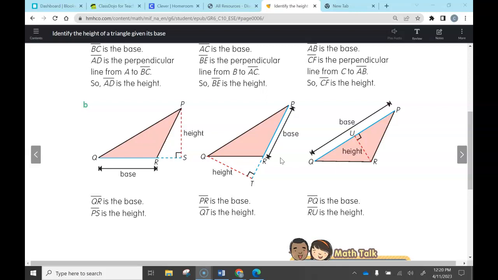You can see the base, not too difficult to figure out, but the height, again, has to be perpendicular to the base here. Okay, so you can see all these different ways to figure out the height of these various triangles. So being able to identify the base and the height is the first step, because you're going to have to multiply the base times the height, then divide it by 2, so you've got to figure out what the base is and what the height is. So let's take a look at some of these triangles and find the area of them.